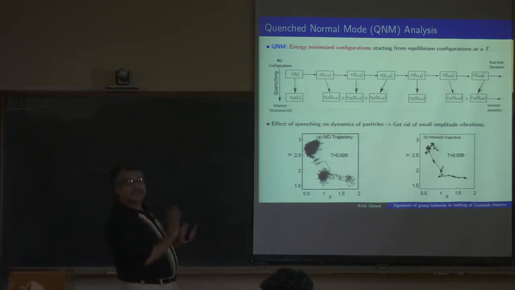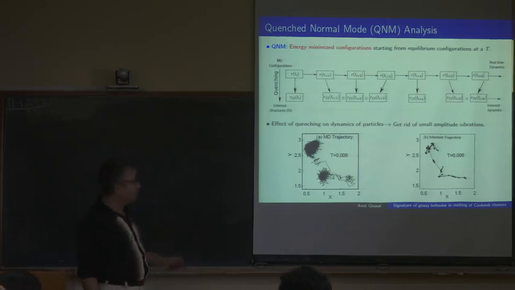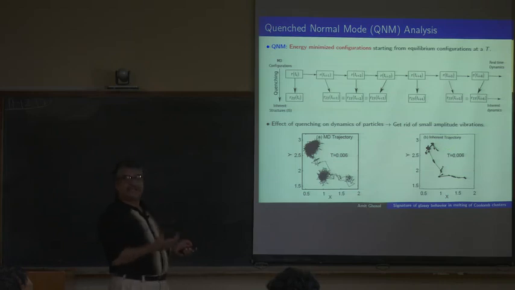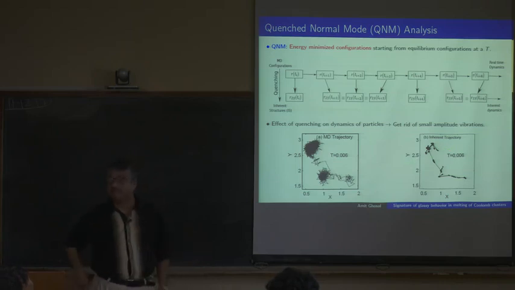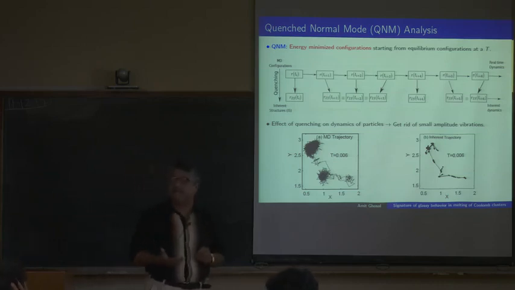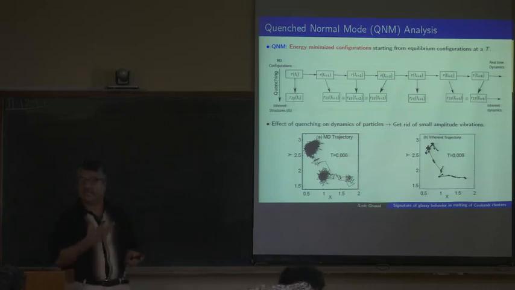Now, how does this look in a trajectory? The actual molecular dynamics trajectory was this. A particle was spending a lot of time here, then it moved out to here, spent some time, again went there, and then went back, and so on and so forth. So I strip off all the small amplitude vibrations. This is like looking at the trajectory in this energy minimized space. That is what is expected to tell me about the long time behavior. So that's the aim.